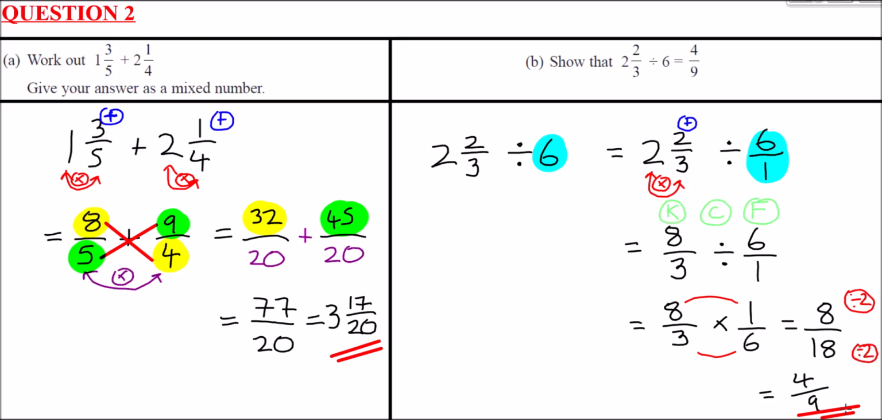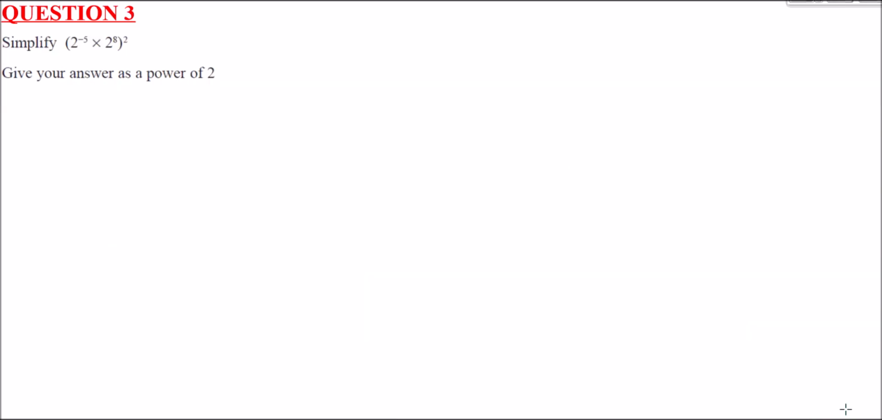Let's now have a look at question 3. Question 3 is about powers. So we need to simplify this in brackets and give our answer as a power of 2. So just remembering BIDMAS really, we need to work out the powers second, but the brackets first. But obviously inside the brackets is powers.